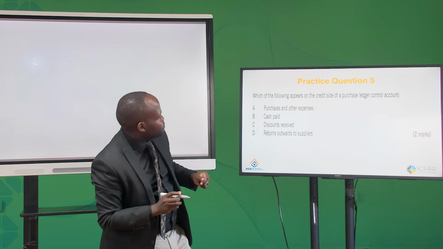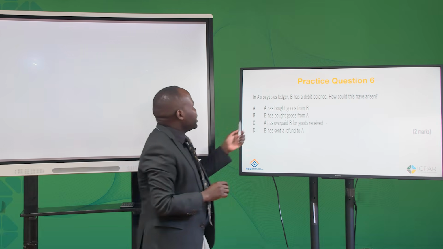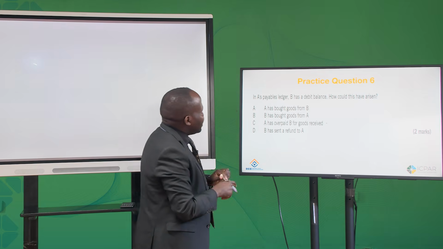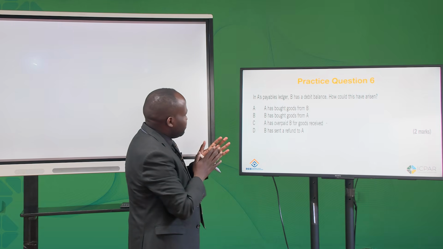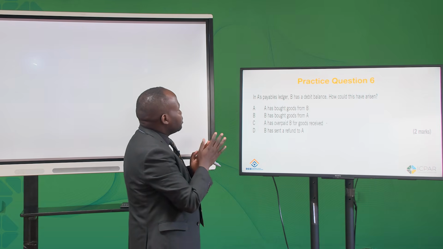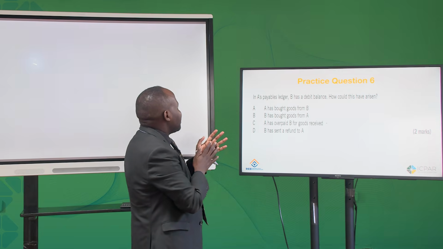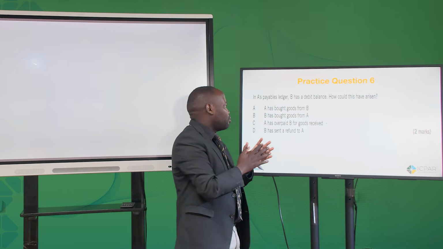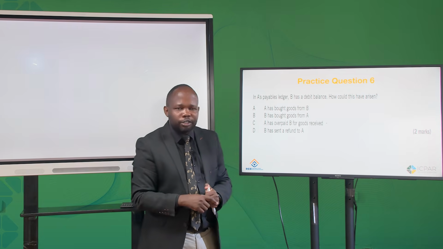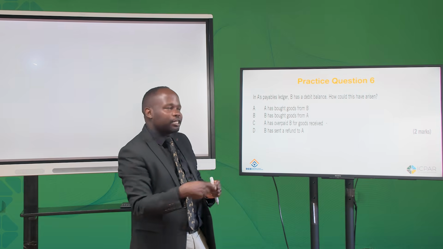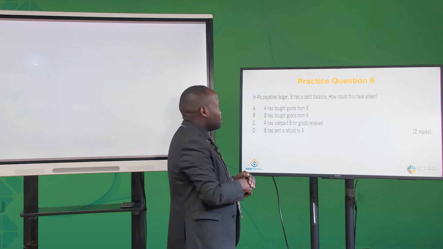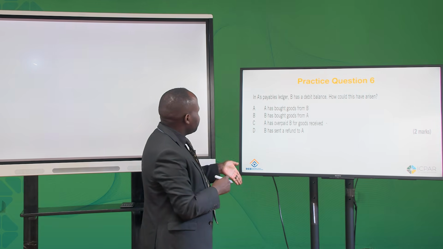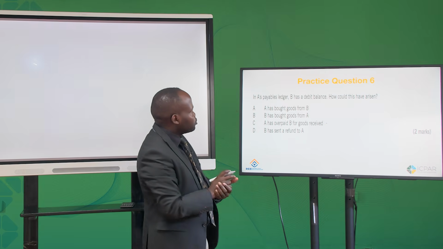Let's go to the next. Question number 6. In a payables ledger, B has a debit balance. How could this have arisen? As a result of overpayment of goods. When you overpay goods, of course, it automatically leads to a debit balance. So overpayment is C. Next question.